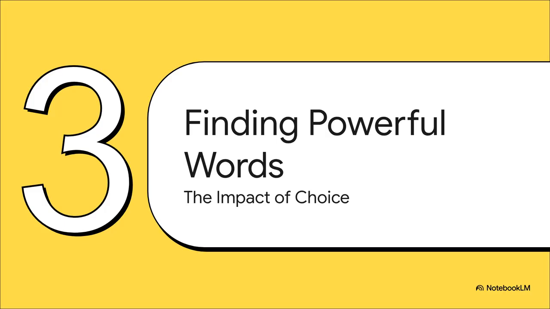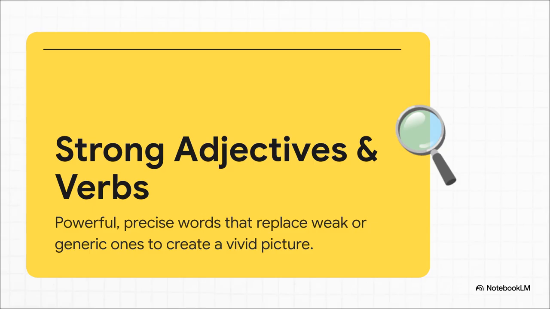All right, the structure is solid, the details are there. Now, it is time for the power-up. This is all about swapping out those weak, everyday words for strong, precise ones that really pack a punch. This is where writing truly comes alive. You know, this is about making your words work harder for you. Strong adjectives and strong verbs. They do all the heavy lifting. They paint that vivid picture in the reader's head all by themselves. They are the engine of exciting writing.